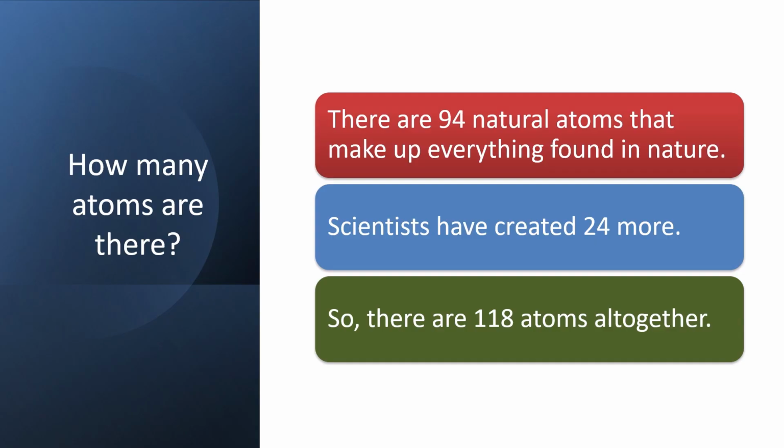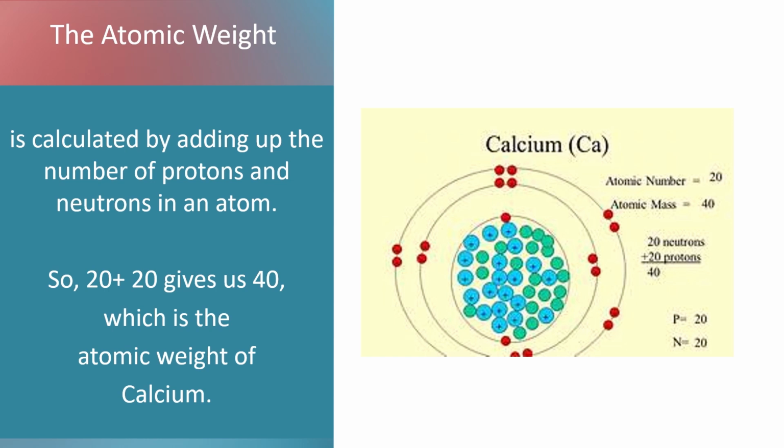How many atoms are there? There are 94 natural atoms that make up everything found in nature. Scientists have created 24 more. So there are 118 atoms altogether. The atomic weight is calculated by adding up the number of protons and neutrons in an atom. So here we have 20 plus 20 gives us 40, which is the atomic weight of calcium.